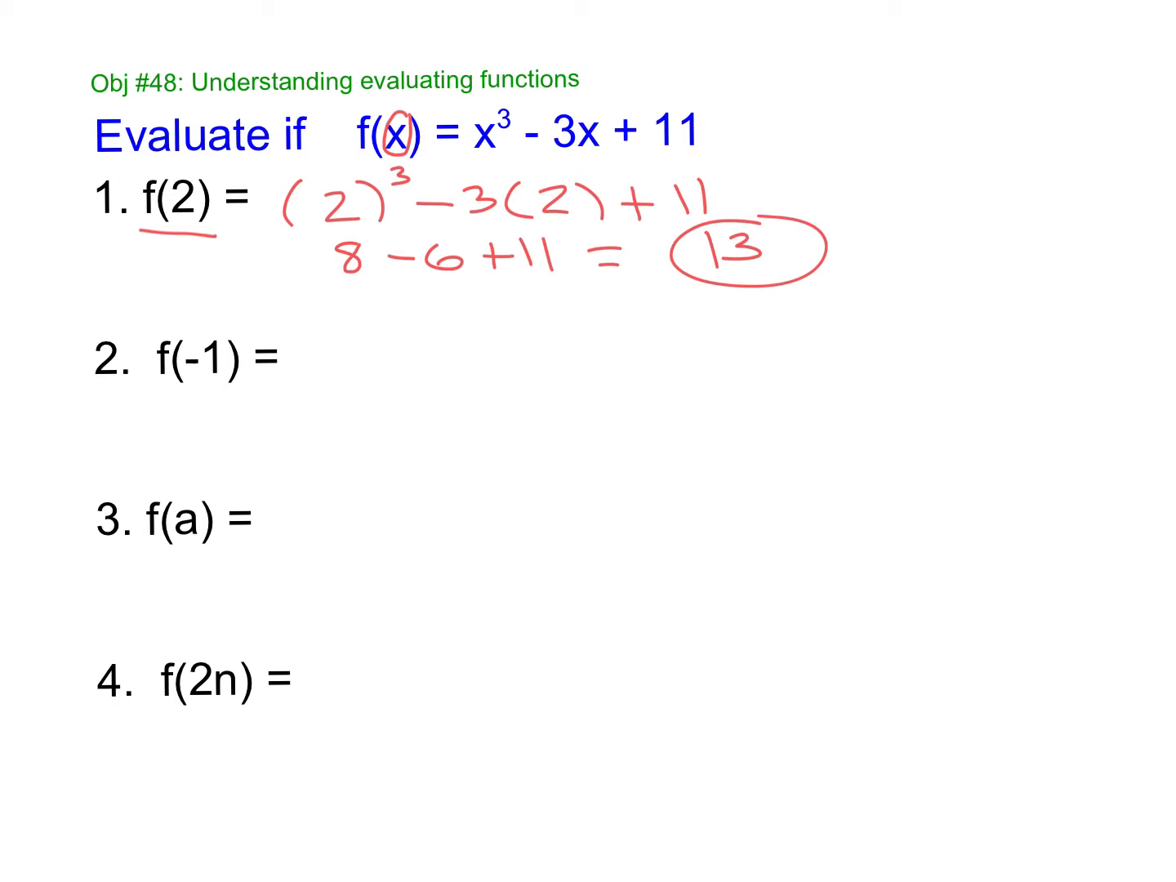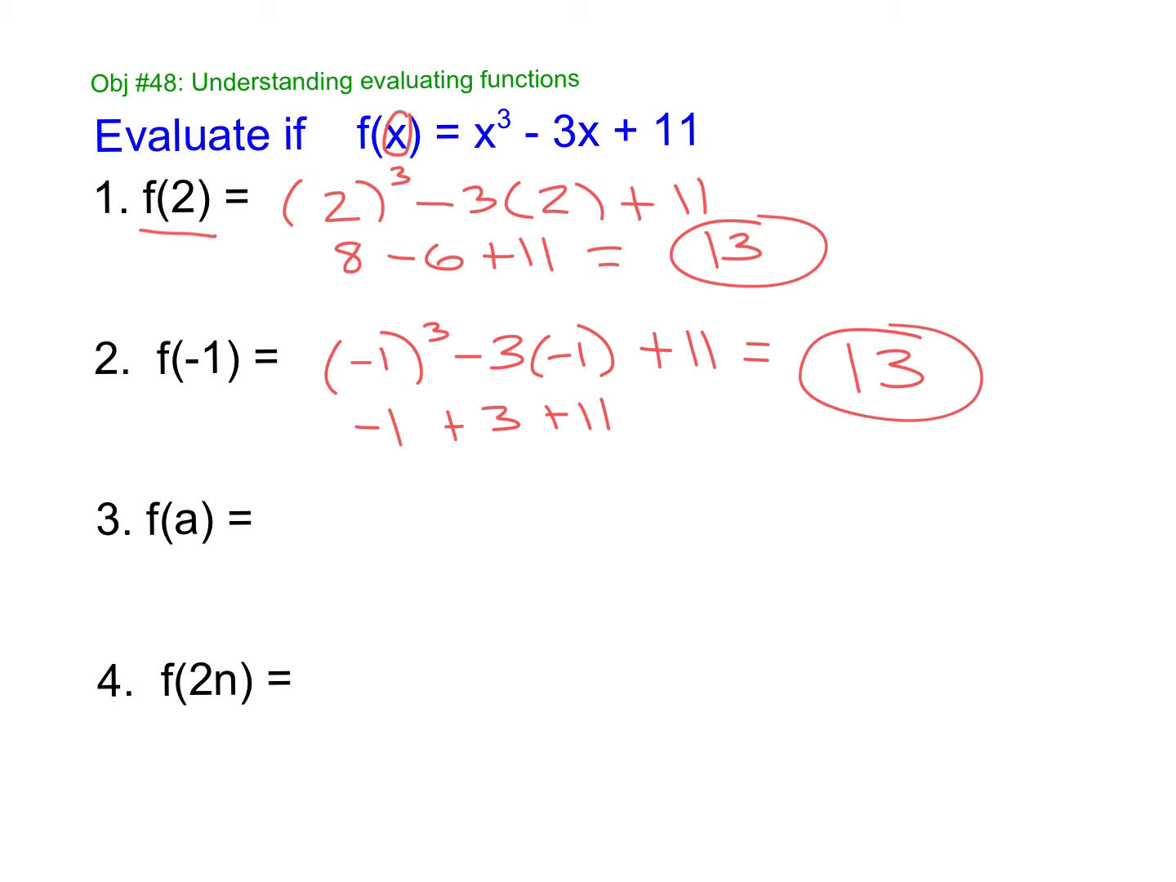So why don't you pause and try 2, 3, and 4. I know 3 and 4 are a little weirder, but you can do it. Negative 1 to the third minus 3 times negative 1 plus 11. Again, I do recommend just plugging that in your calculator. I don't have mine with me, so I'm going to do it out. I get 13 again. That's funny.